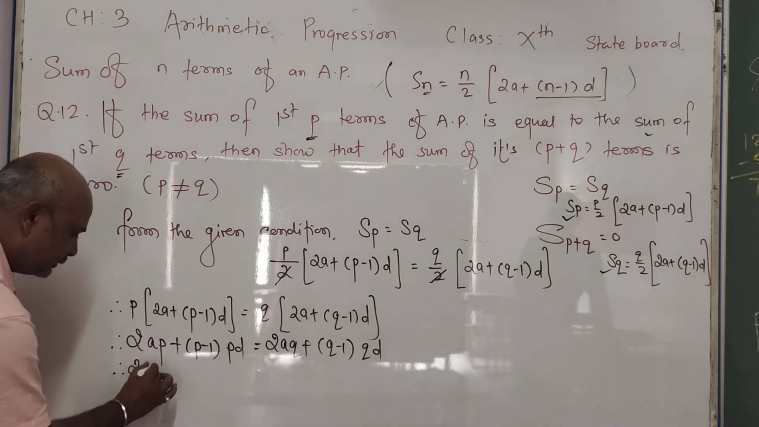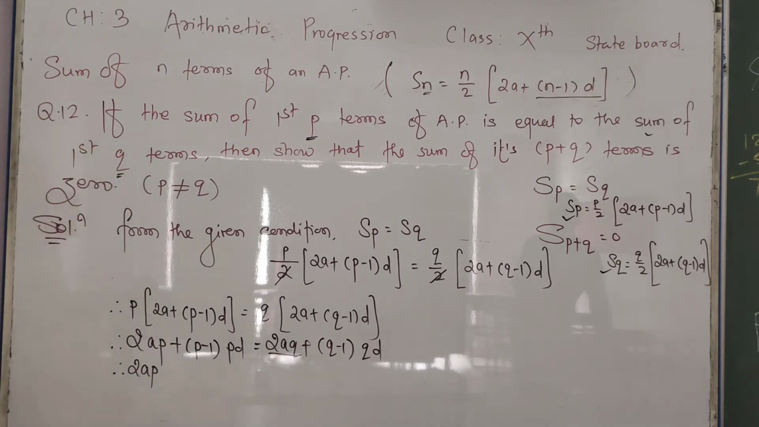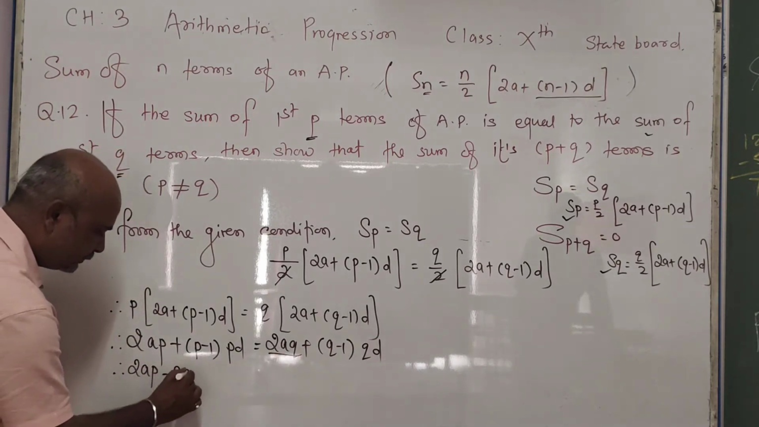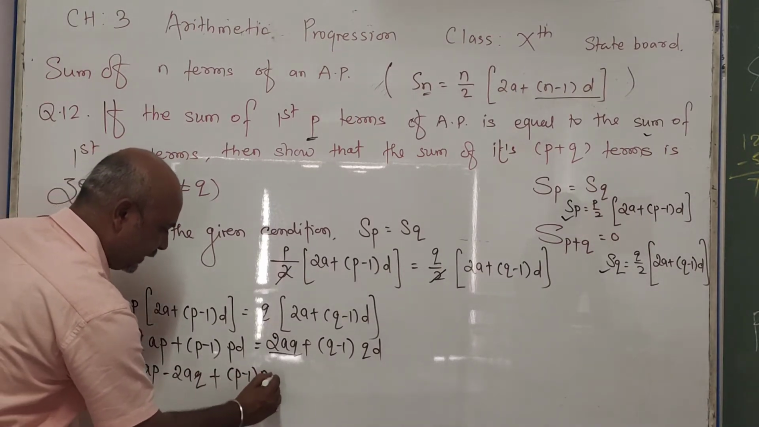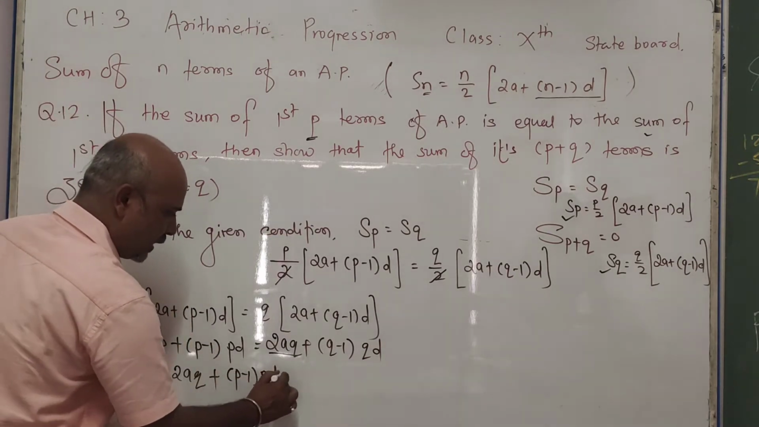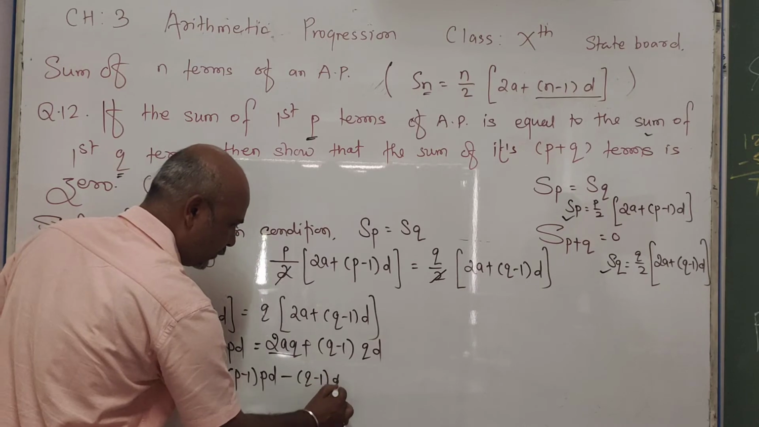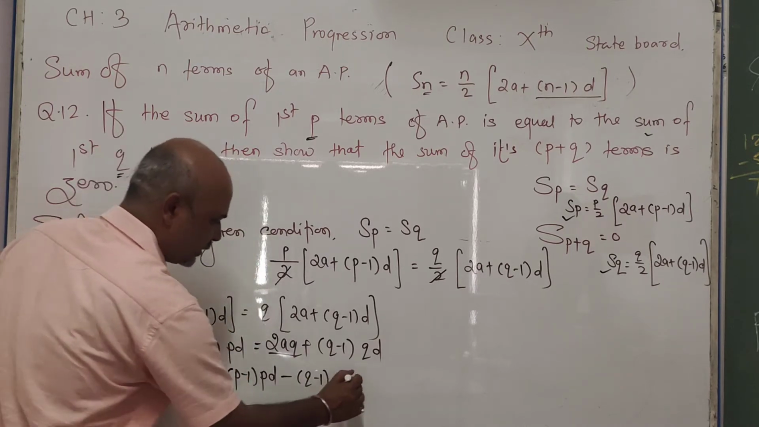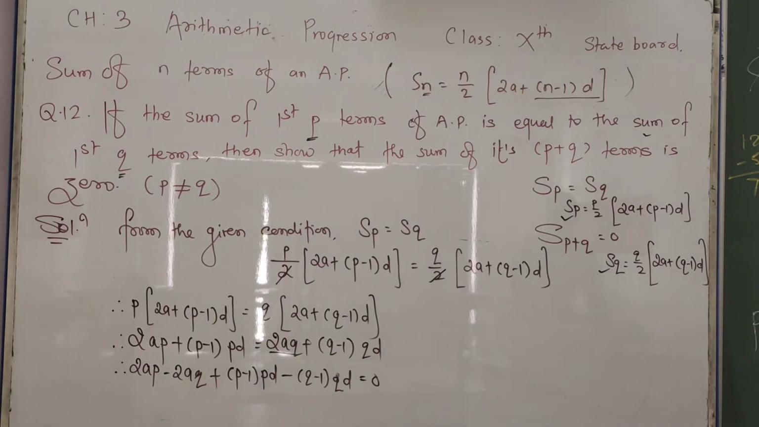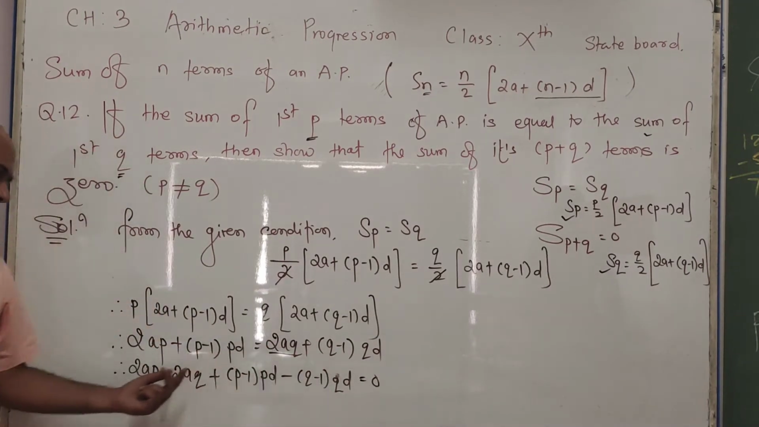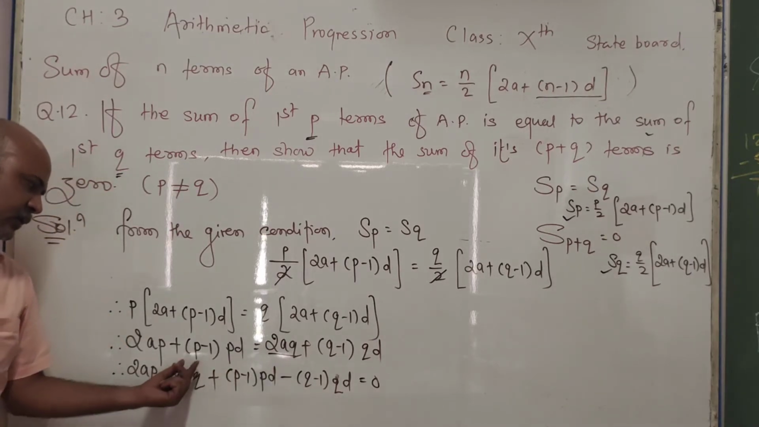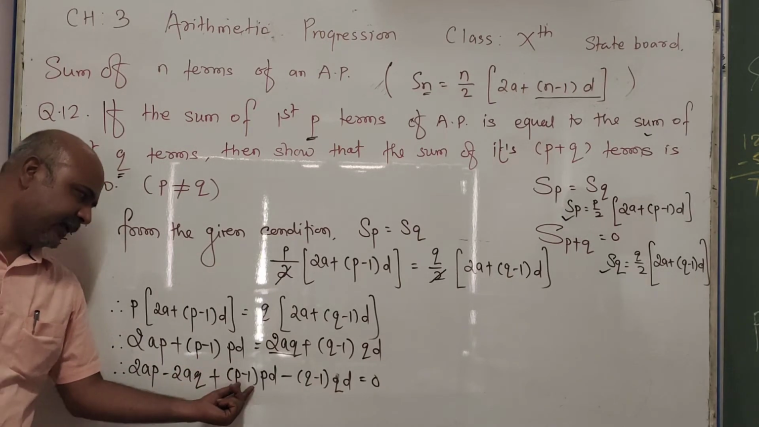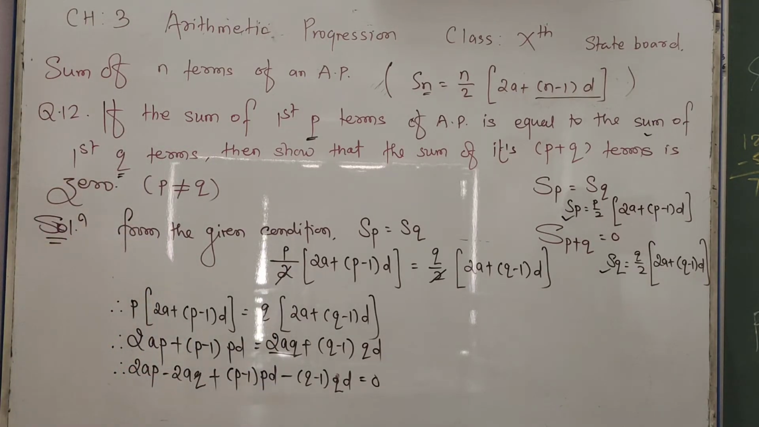Therefore 2ap, this plus 2aq will transfer to the left hand side. So you will get minus 2aq plus (p minus 1) into pd, and this will become minus (q minus 1) into qd, and this is equal to 0. So when you transfer these terms to the left hand side, 2ap becomes minus, so minus 2aq, plus (p minus 1) into pd, and you transfer this to the left hand side, so it will be minus in bracket (q minus 1) into qd.